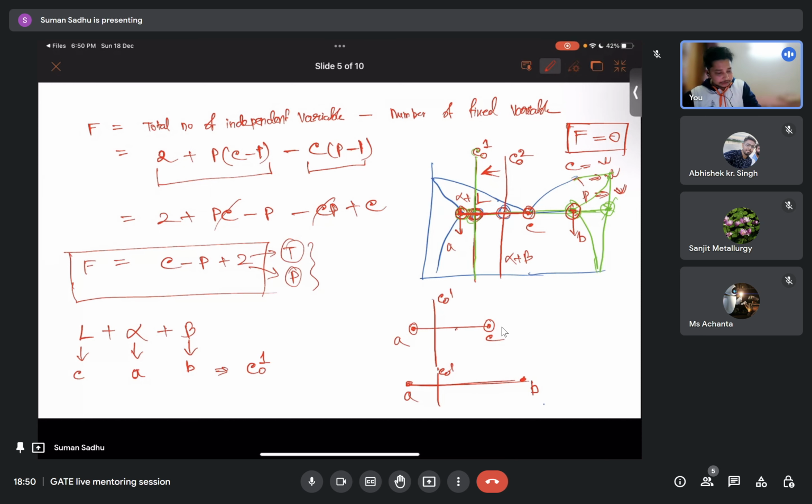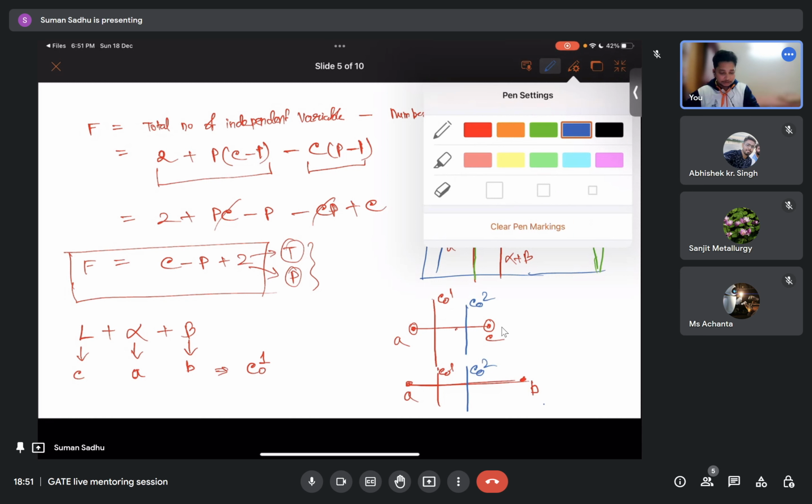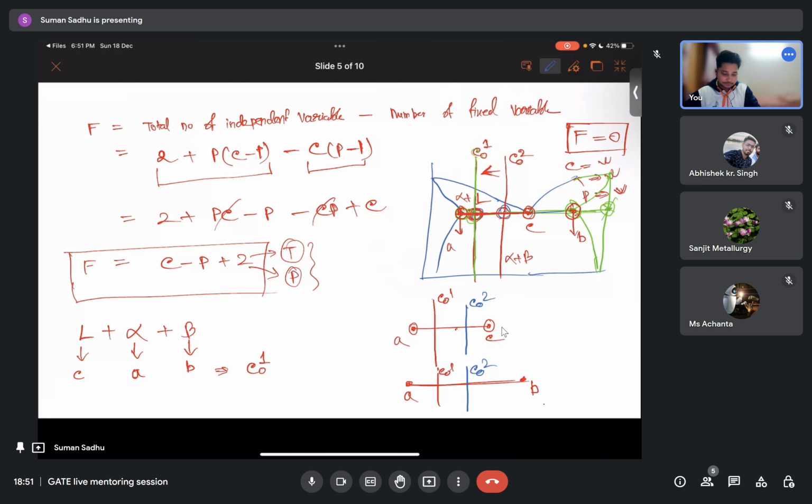Now I am drawing another average composition line here and here. Let's say it is C naught 2. Now what will be the composition of liquid, what will be the composition of alpha, and what will be the composition of beta? From the same tie line you can answer, right? Because we are not changing the temperature, so the tie line is the same.